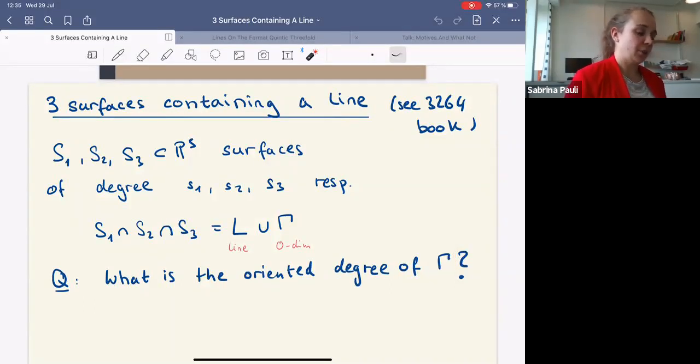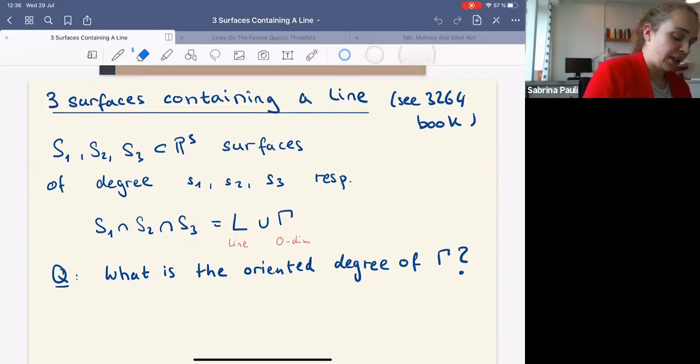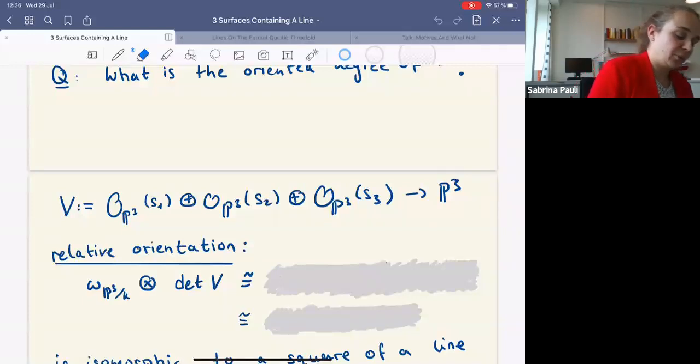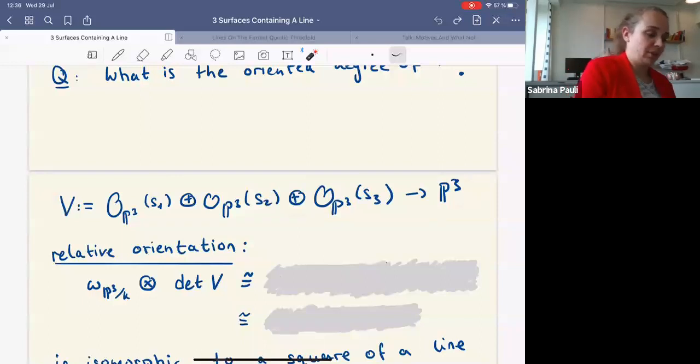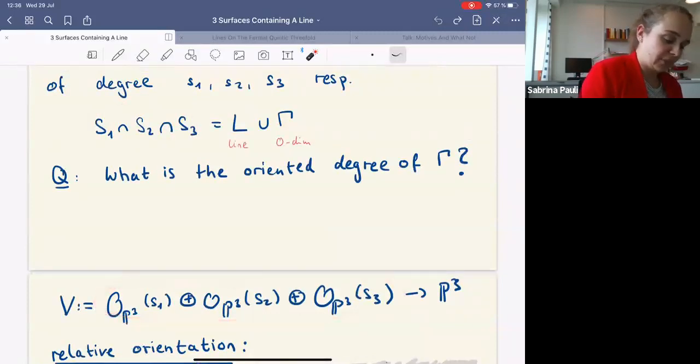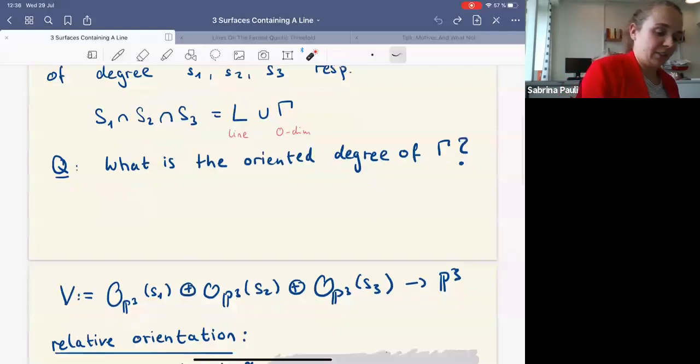So I want to ask a new question, namely, what is the oriented degree of this gamma? So what I mean by this, what is the sum of those local contributions in here? So intersecting three hypersurfaces in P3, we know classically is the Bezout Theorem. And the Bezout Theorem, you can translate it, and computing the Bezout number is just computing the Euler number of this bundle, because those three surfaces define a section of this bundle. And the Euler number of this bundle is the classical Bezout theorem.